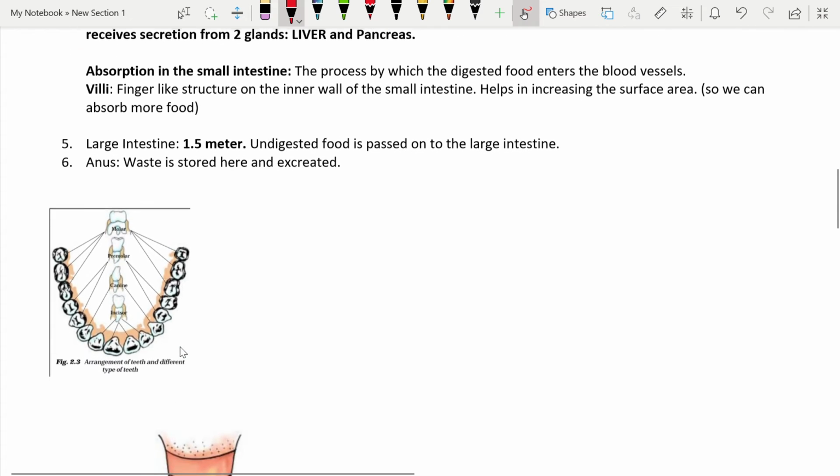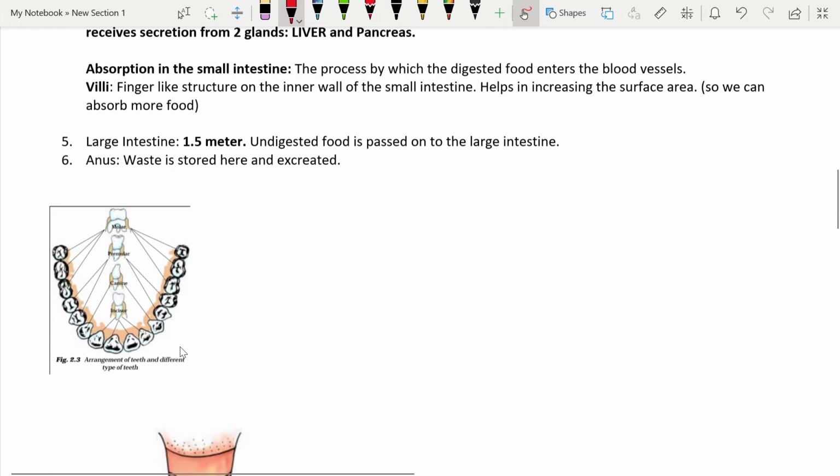You've got the large intestine, which is 1.5 meters long, and undigested food is passed on into the large intestine. The anus or the rectum is where the waste is stored and then excreted.